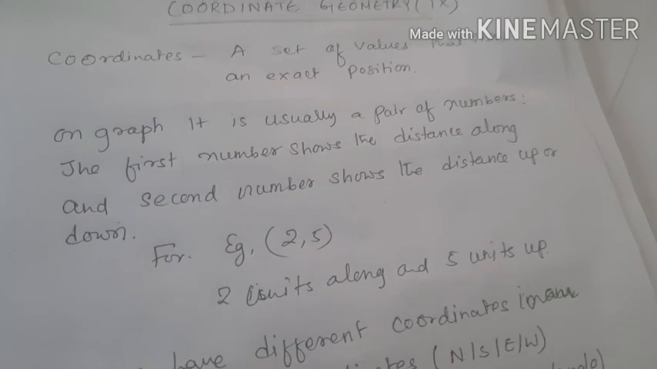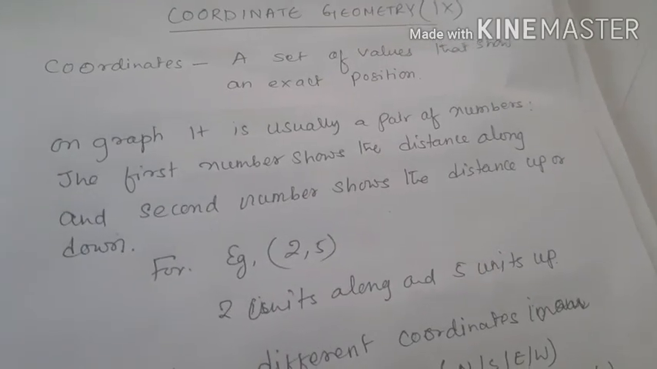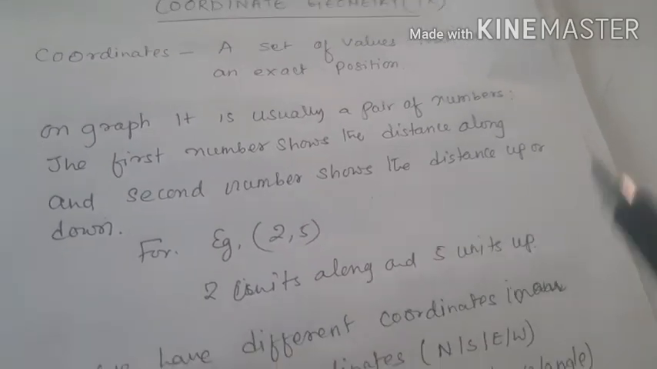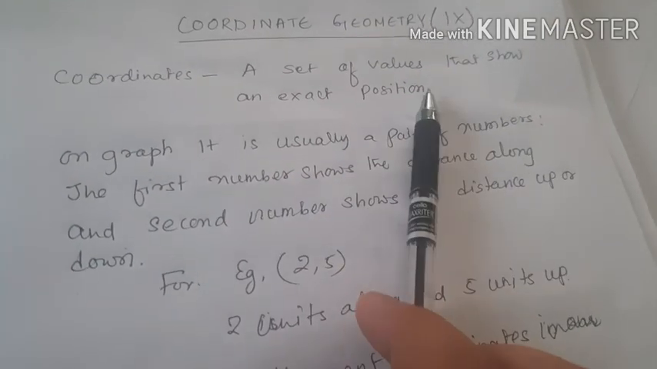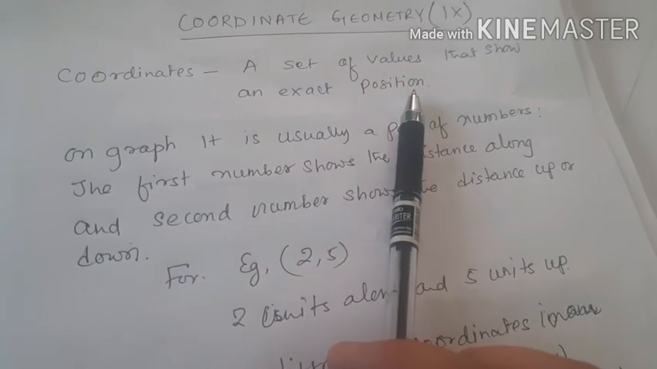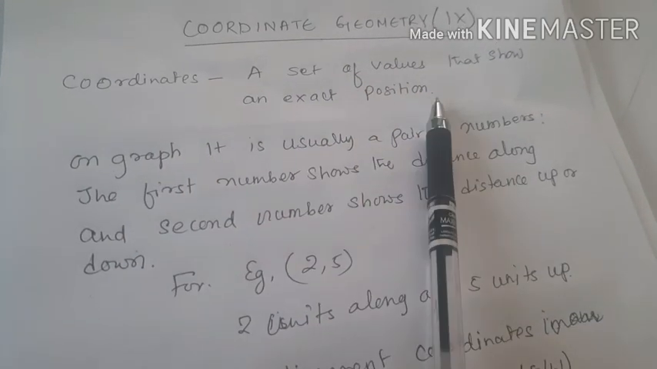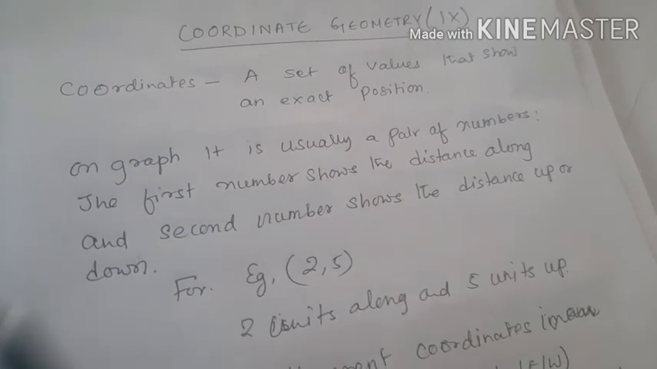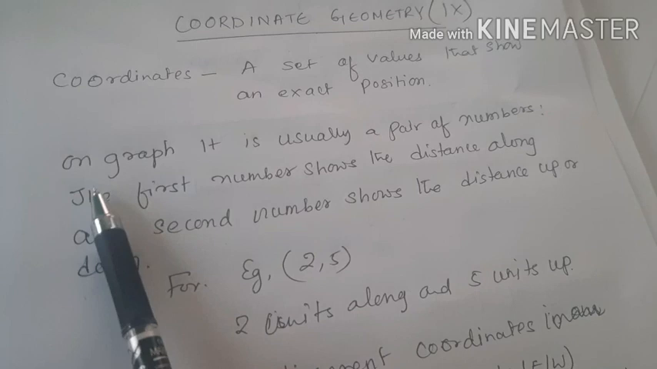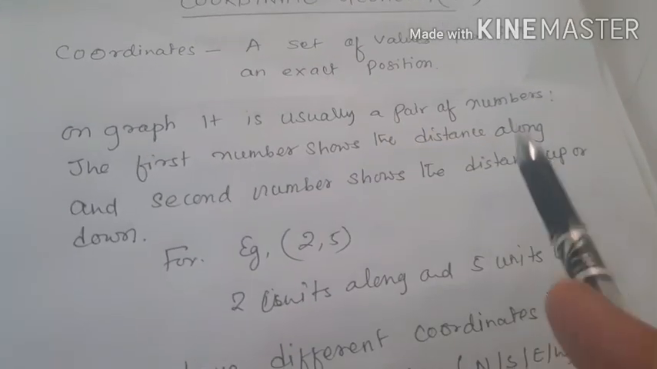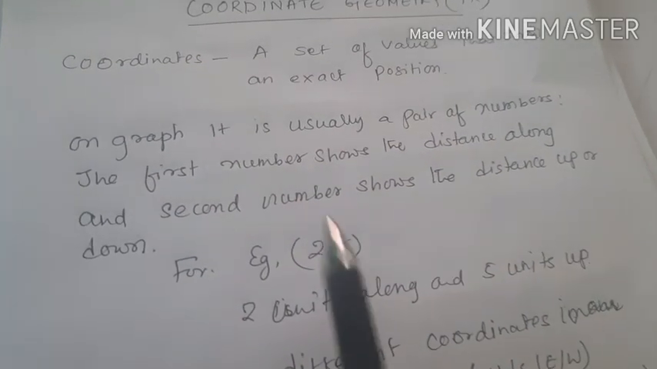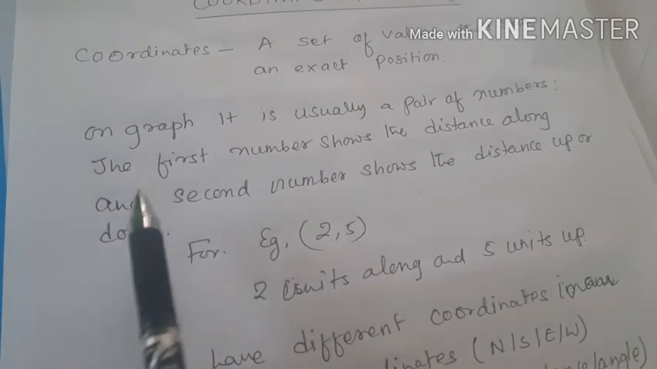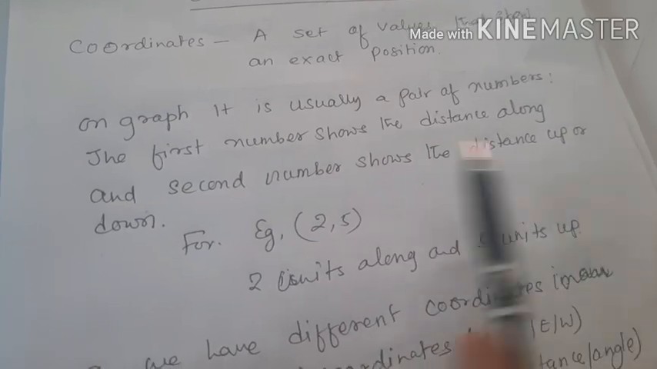Here in coordinate geometry, what we are going to understand is what coordinates actually mean. Coordinates means a set of values that shows an exact position. On a graph, it is usually a pair of numbers. We'll have two numbers, separated by a comma. The first number shows the distance along and the second number shows the distance up or down.